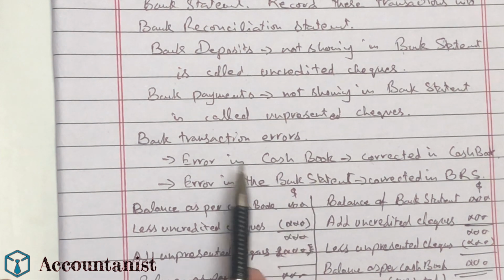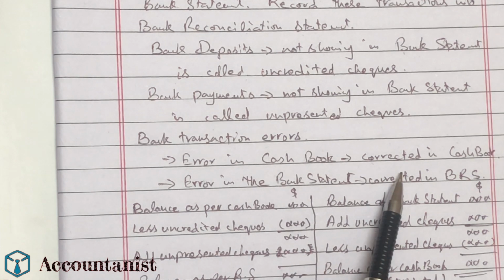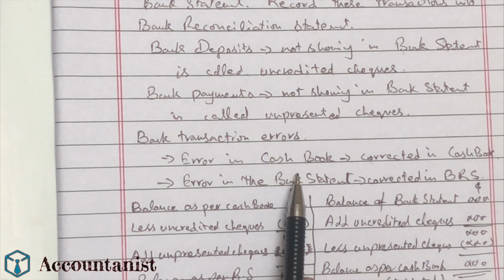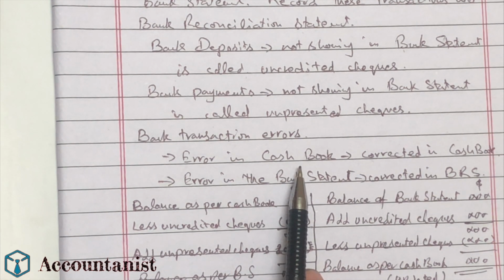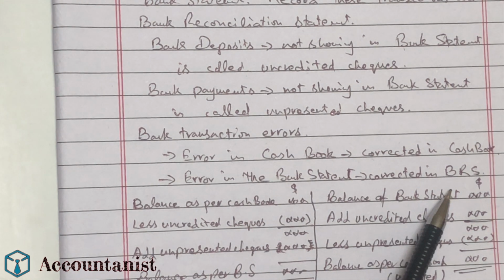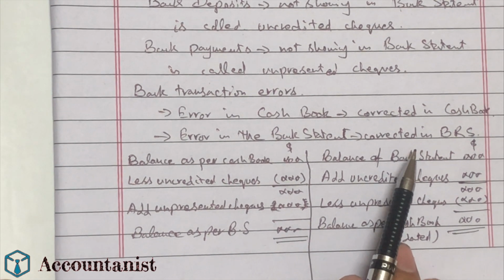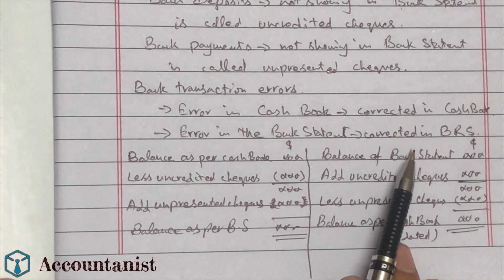So if we have some errors, errors will be corrected in the cash book. If there is an error in the cash book, that needs to be corrected in the cash book, and if there is an error in the bank statement, that will be corrected in the bank reconciliation statement. We'll see that once we are going to solve a question. I'll show you how we're gonna do that.